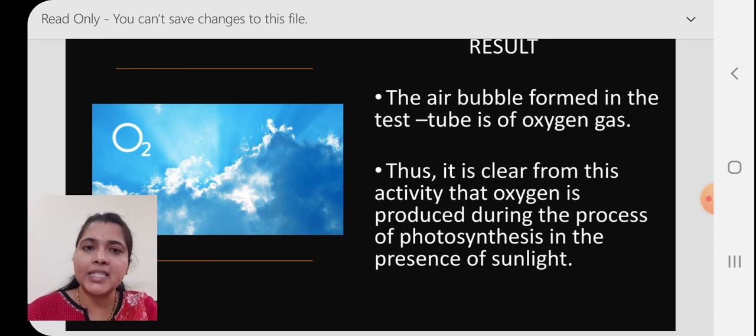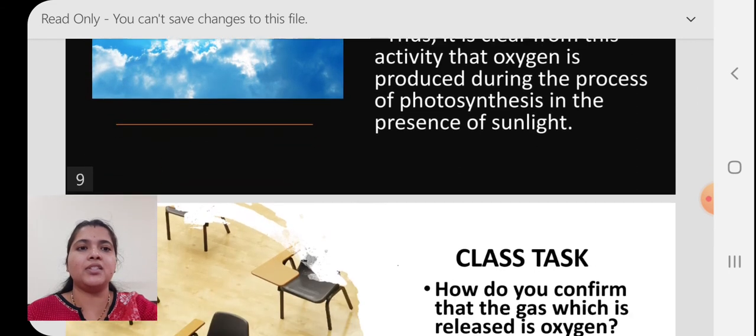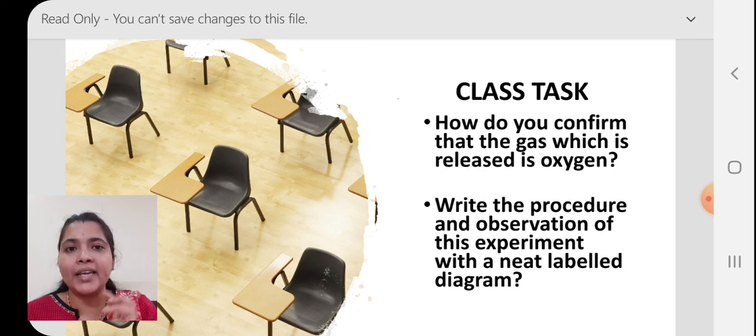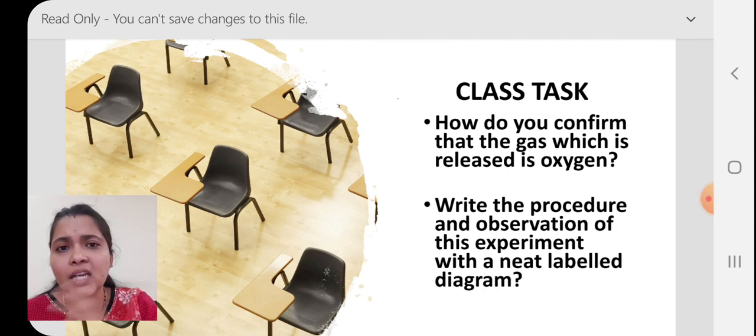Here comes the time for the class task. Everybody get ready for your questions. These are the questions. How do you confirm that the gas which is released is oxygen? And the next question is, write the observation and procedure of this experiment with a neat labeled diagram. If you feel that a diagram is necessary for that question, you have to draw. Even if they are not asking, it's your responsibility to draw.